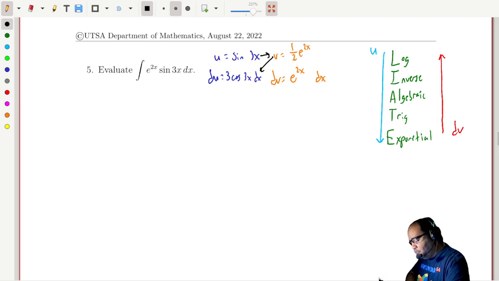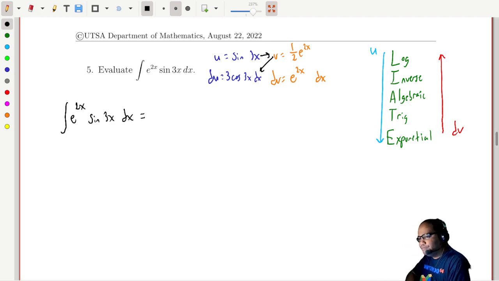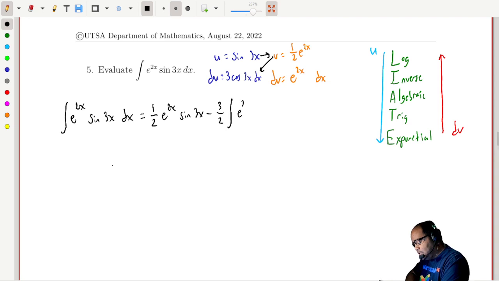And now we're going to watch the magic unfold here. I'm going to write down my original integral, e to the 2x sine of 3x dx is equal to, so now we do this thing, uv, so we've passed our derivative through, 1/2 e to the 2x sine 3x minus the integral of v du. I'll pull out all the constants here, 3/2 times the integral of e to the 2x cosine of 3x.